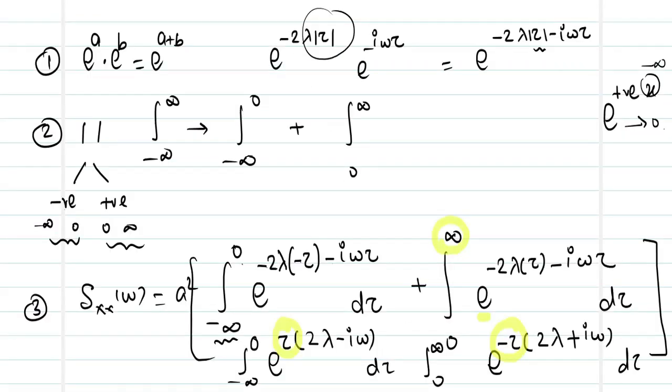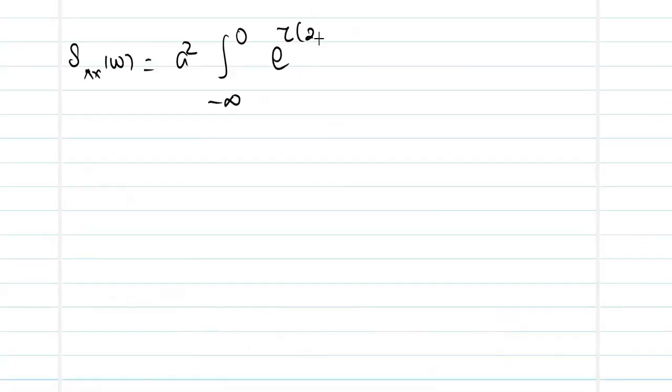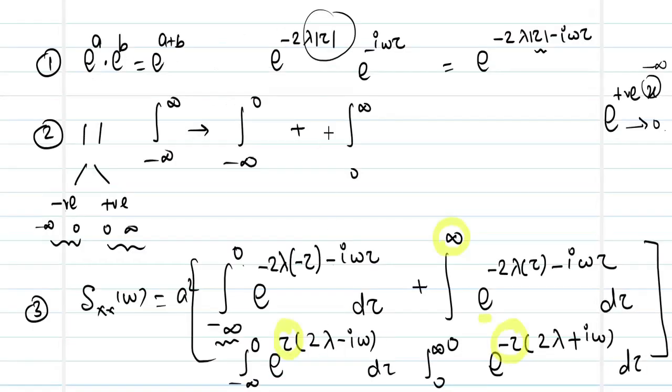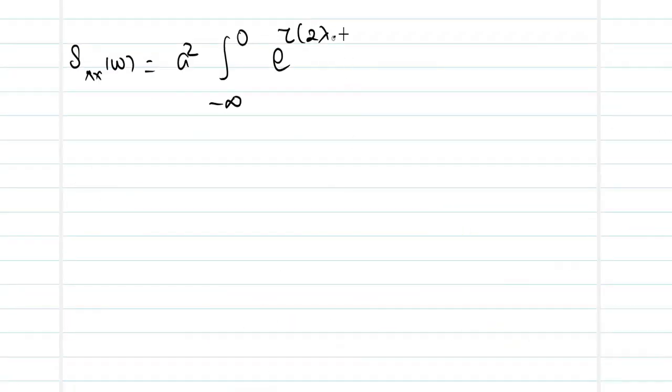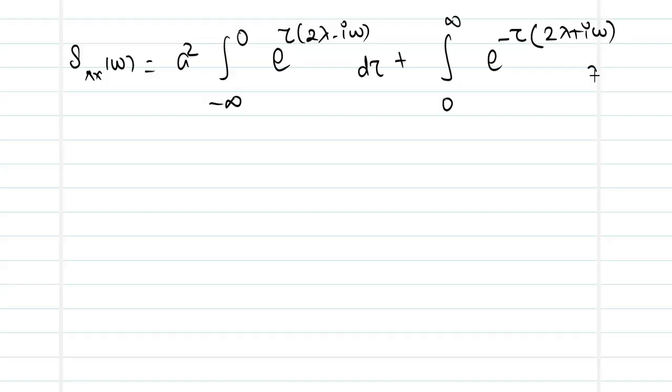So my Sxx of omega is equal to a square integral from minus infinity to 0 of e to the power tau into 2 lambda minus I omega into d tau. And in the second zone, from 0 to infinity, I have e to the power minus tau times 2 lambda plus I omega into d tau. Now we are ready for integration.